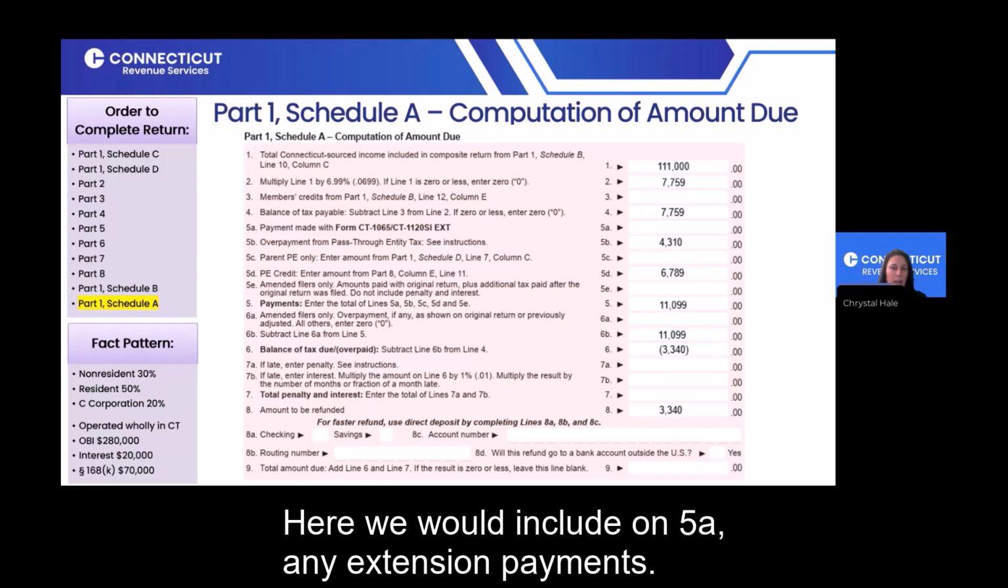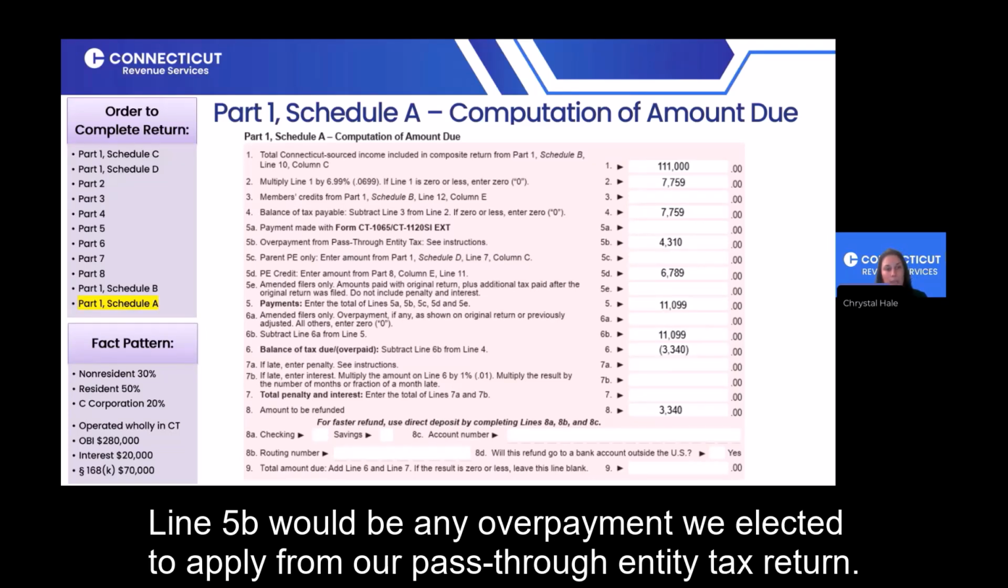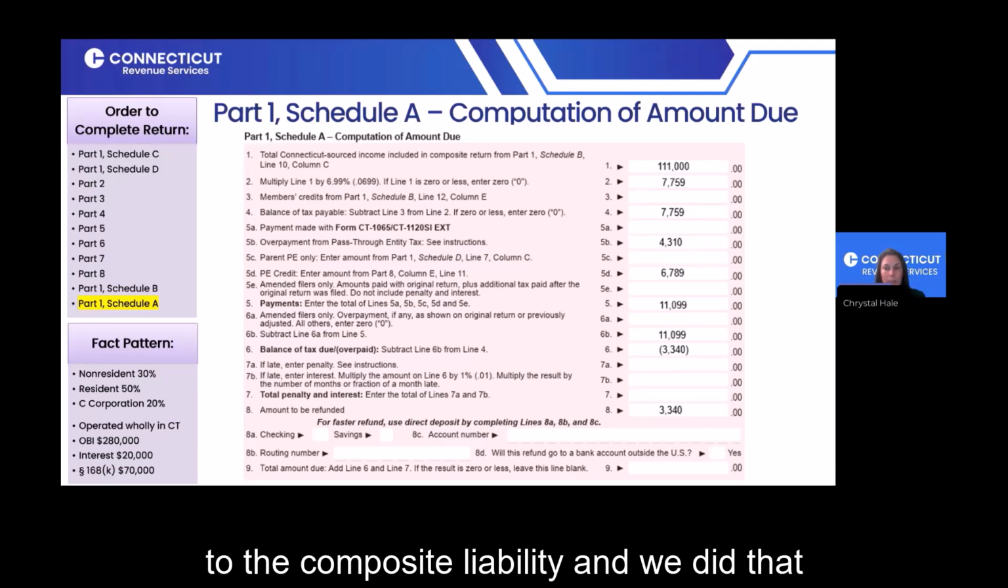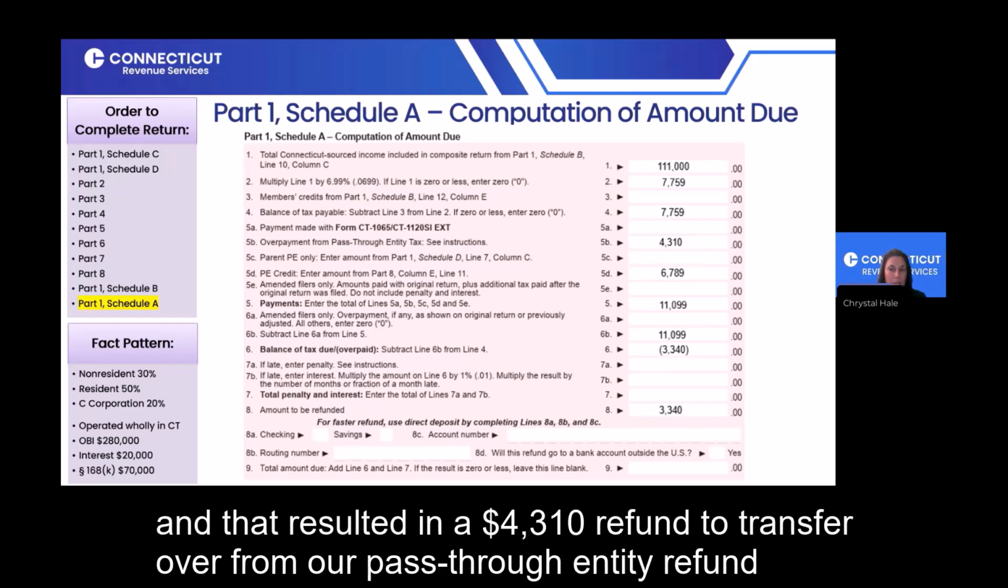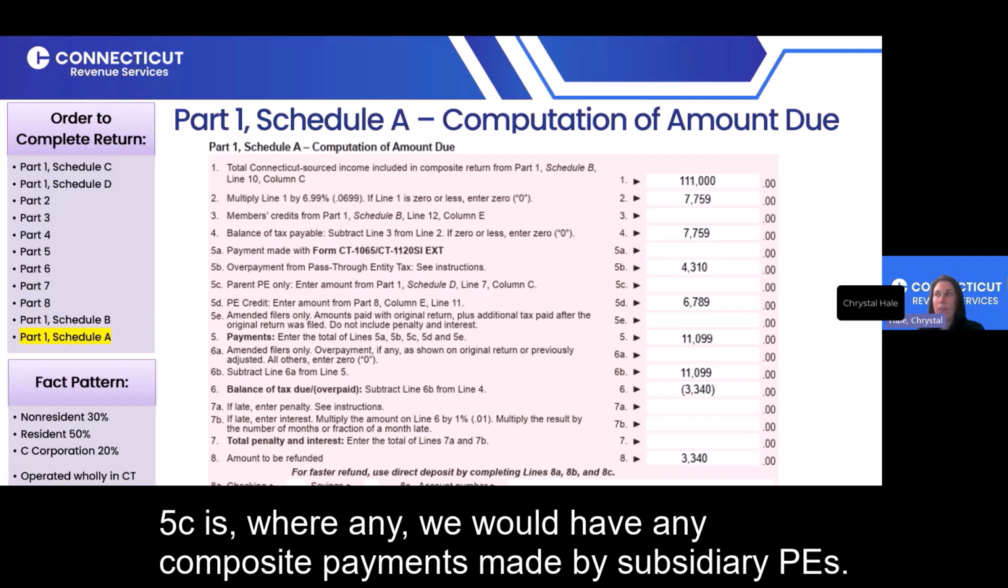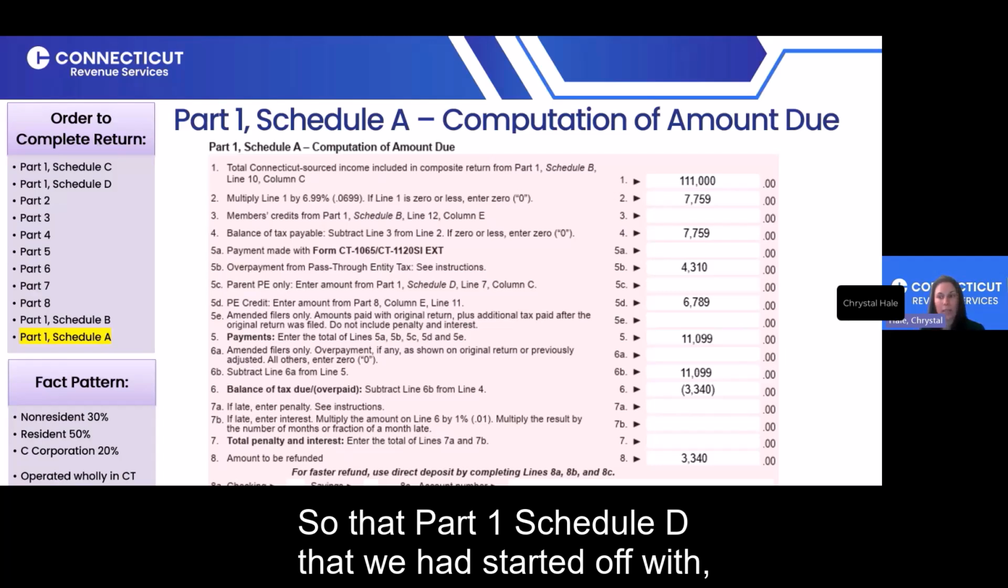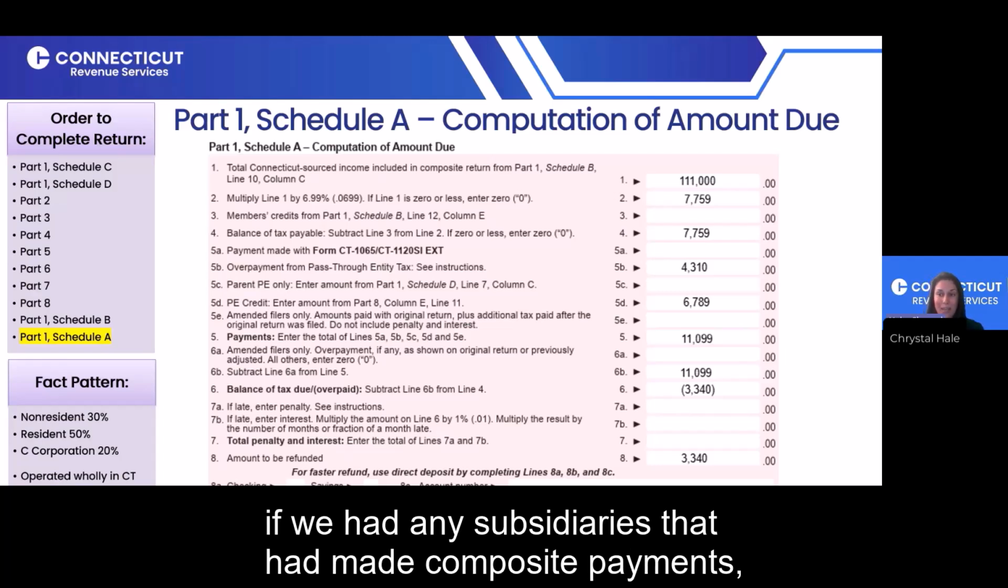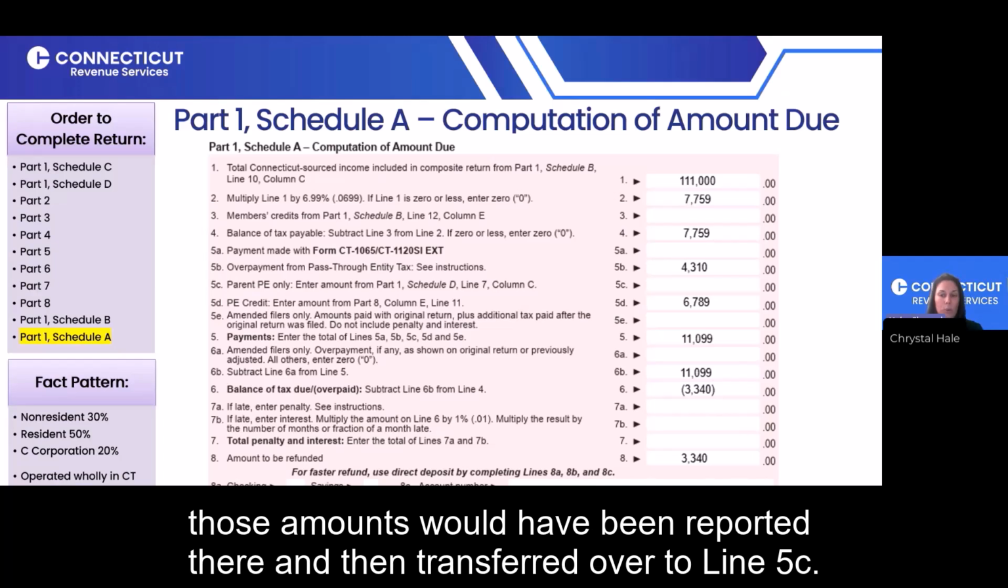Here we would include on 5A any extension payments. Line 5B would be any overpayment that we elected to apply from our pass-through entity tax return to the composite liability. And we did that, and that resulted in a $4,310 refund to transfer over from our pass-through entity refund as a payment to our composite return. 5C is where we would have any composite payments made by subsidiary PEs. So that Part 1 Schedule D that we had started off with, if we had any subsidiaries that had made composite payments, those amounts would have been reported there and then transferred over to line 5C.